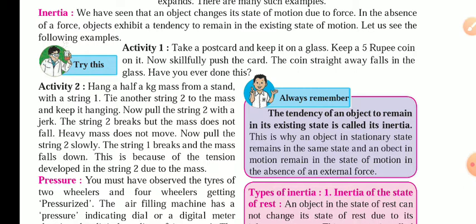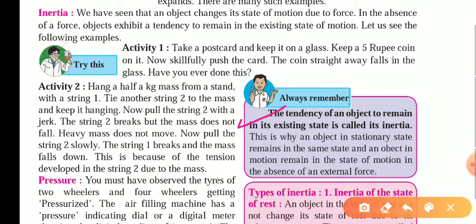In the same way, each and every object, whether it is stationary or moving, always tries to remain in the same state of rest or motion. This particular tendency of an object is called inertia. They have given the definition for inertia here: the tendency of an object to remain in its existing state is called its inertia.